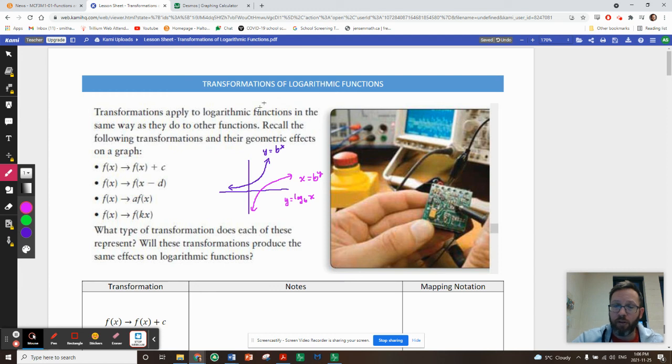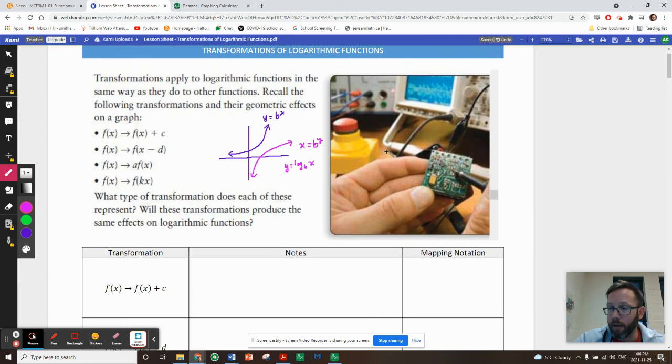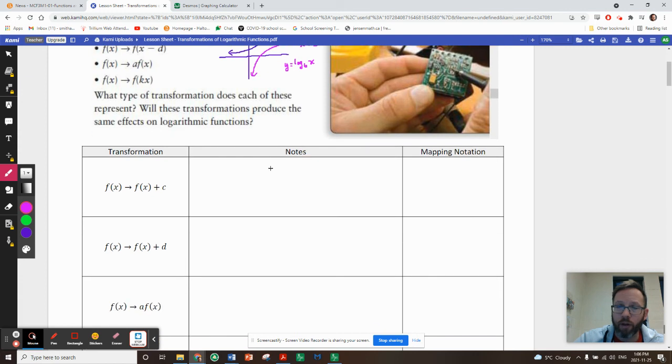Do the transformations that we've reviewed and applied to power functions and trigonometric functions apply to logarithm functions? They sure do. And so we are going to just quickly review the types of transformations. I'll add a few notes here. We'll talk about what the effect of these has on the points. But yeah, this is just a review, a little summary of things we already know.